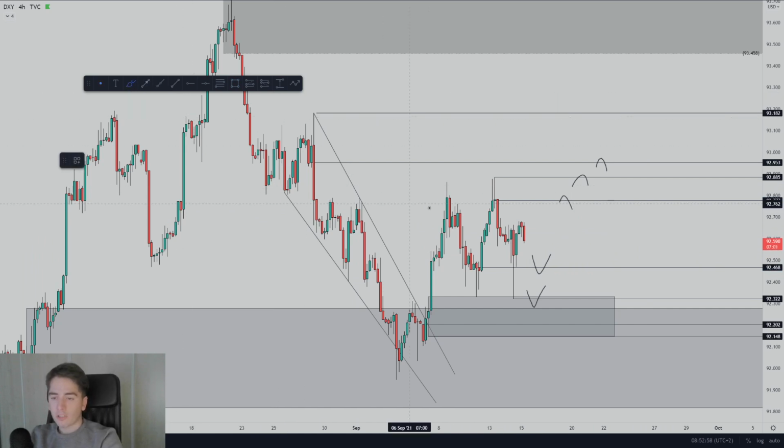But looking at the current market structure, we do have some sort of an ascending wedge. So for this ascending wedge slash channel to mature, we would still need to see one more push up towards the highs. So yeah, therefore just wait and see what will happen next.